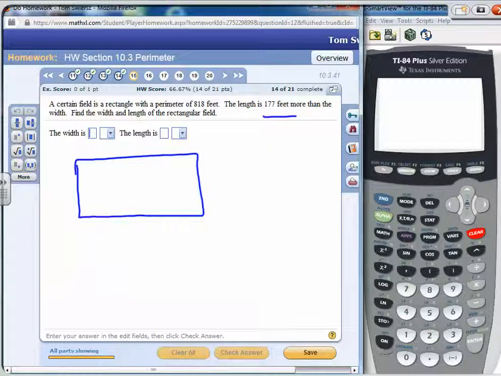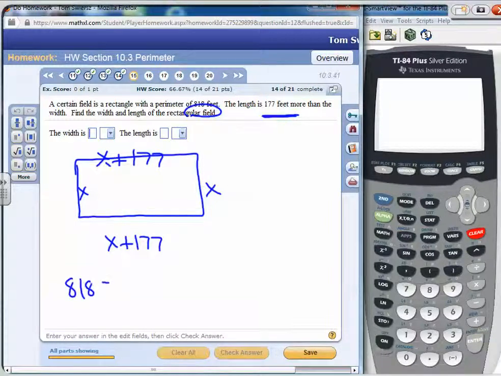So let x be the one you're comparing to. You're comparing the length to the width. So let the width be x. The length is what? 177 feet more. So more means you're adding on. So it's whatever the width is, x plus 177, right? X plus 177.